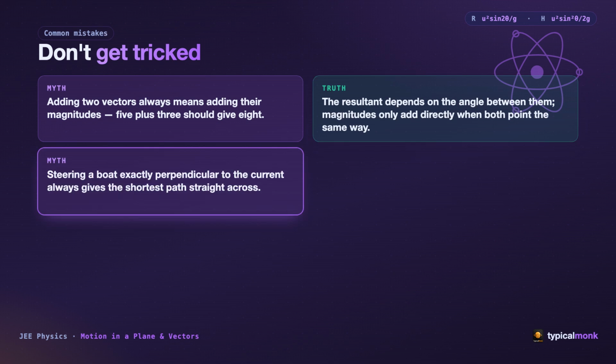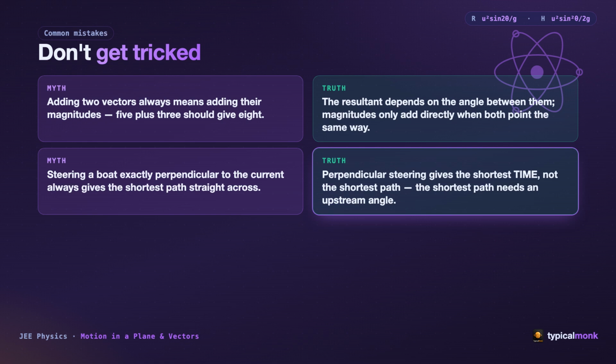Myth 2. If a boat is steered exactly perpendicular to the river's current, it takes the shortest path straight across. The truth, perpendicular steering gives the shortest time, not the shortest path. For the shortest path, the boat must angle itself upstream, fighting the current the whole way. One myth, one full G question. Do not let it be the one that costs you.